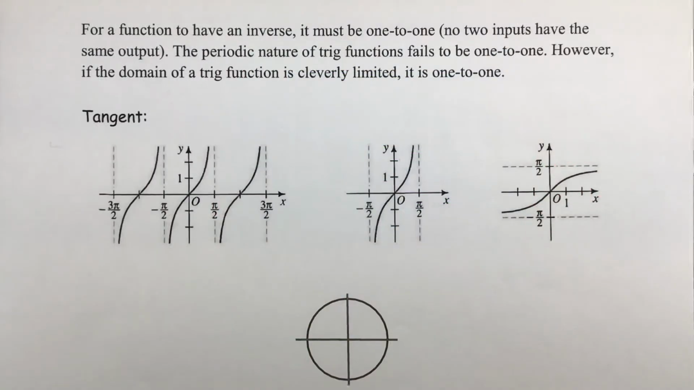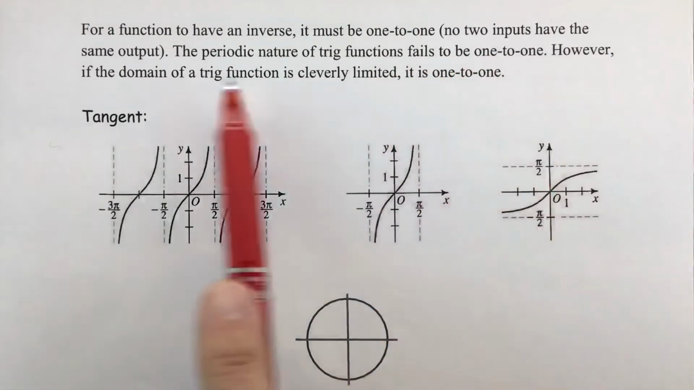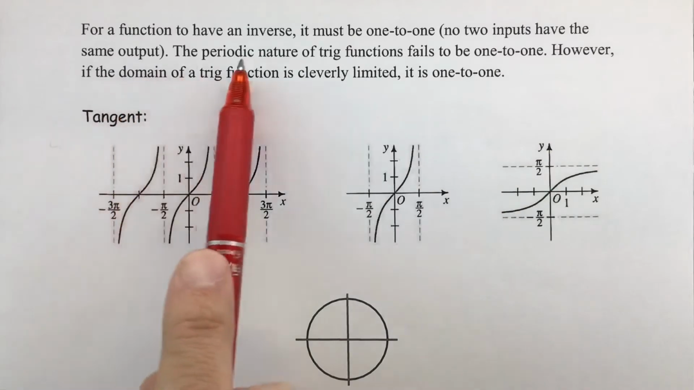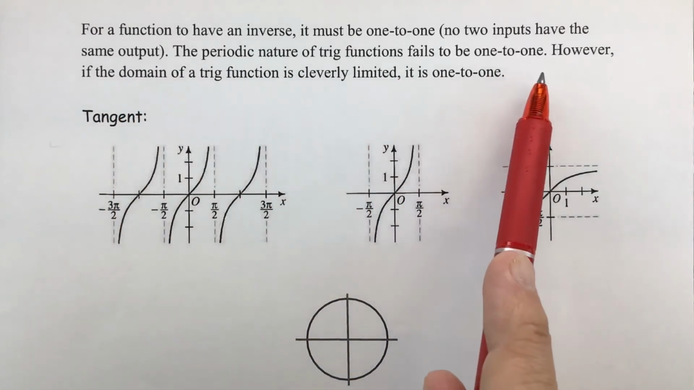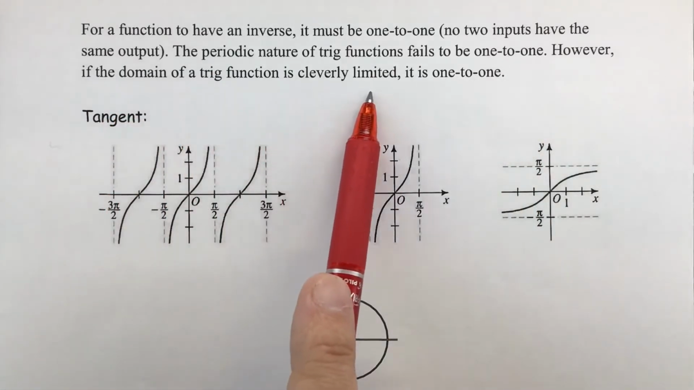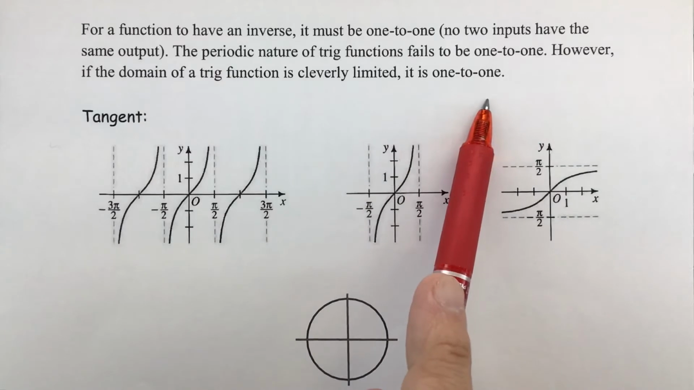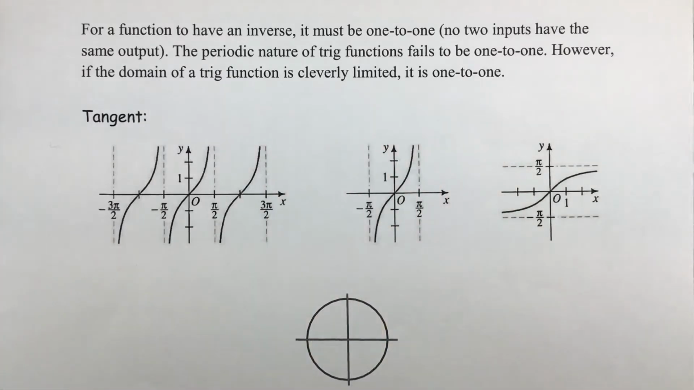So here's the tricky part about inverse functions and trig. For a function to have an inverse, it must be 1-to-1. That means that no two inputs have the same output. The periodic nature of a trig function fails to be 1-to-1. However, if the domain of the trig function is cleverly limited, it is 1-to-1. So we're going to be doing that. We're going to limit the domain so that we can make all of this stuff work and resolve the issue.